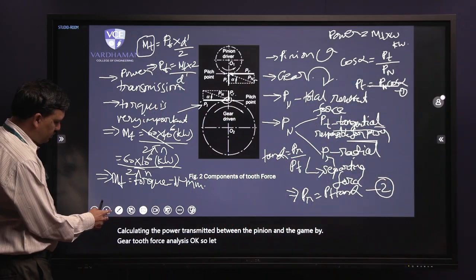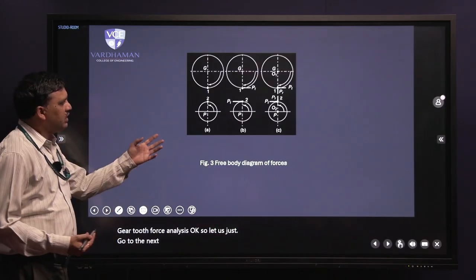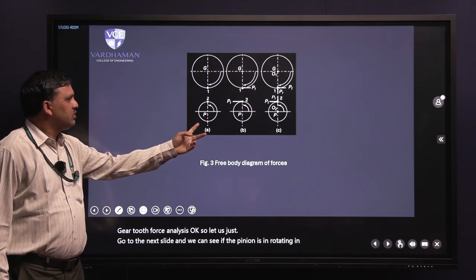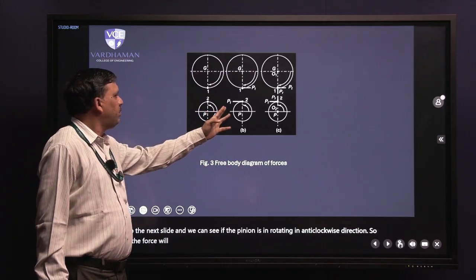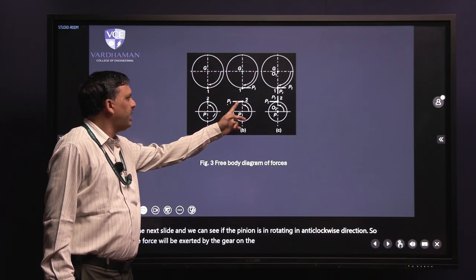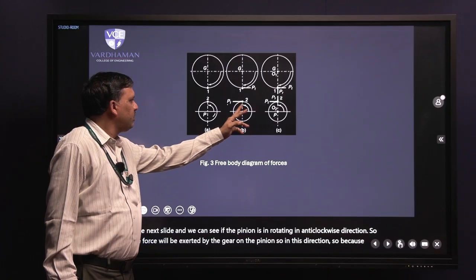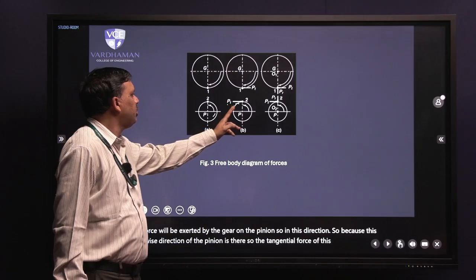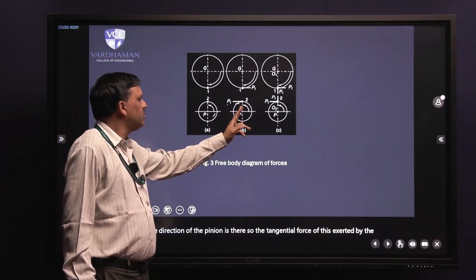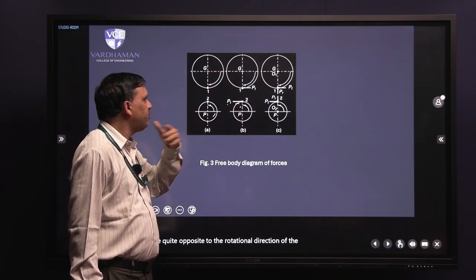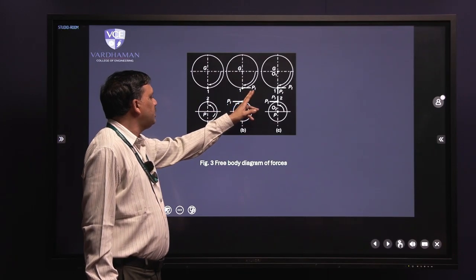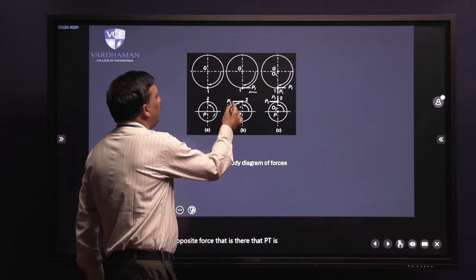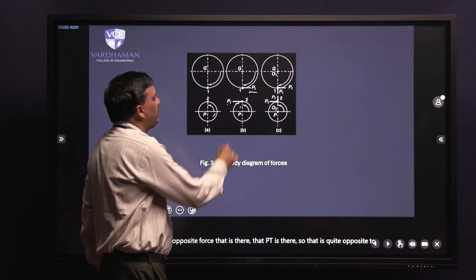Let us go to the next slide. If the pinion is rotating in the anti-clockwise direction, the force exerted by the gear on the pinion will be in this direction. Because the pinion rotates anti-clockwise, the tangential force exerted by the gear on the pinion will be opposite to the rotational direction of the pinion. Similarly, the opposite force Pt acts on the gear, opposite to the Pt acting on the pinion.